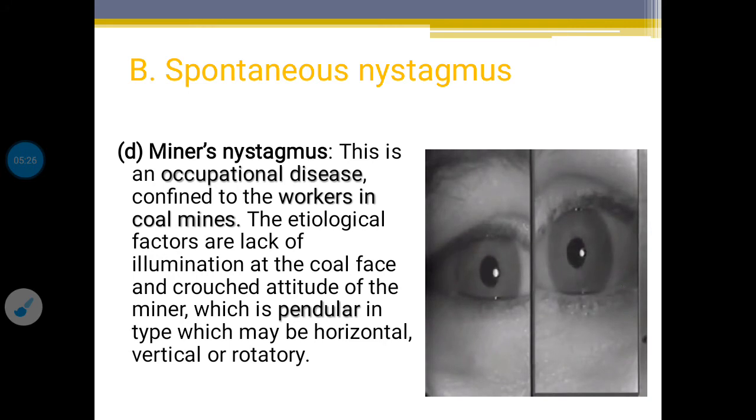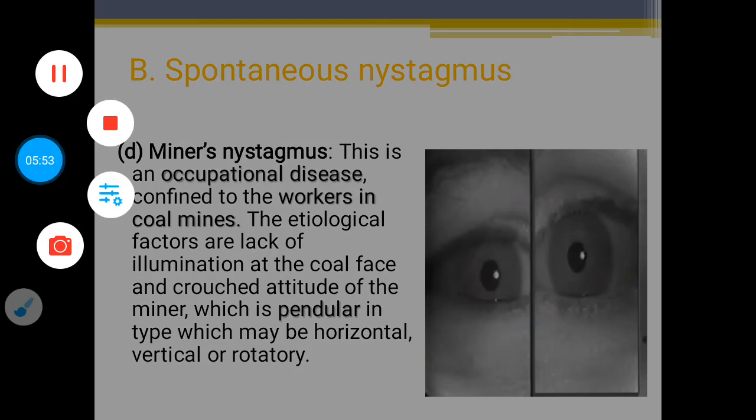The fourth variety under spontaneous nystagmus is miner's nystagmus. Miner's nystagmus is an occupational disease and it is confined to workers of coal mines. The etiological factors are lack of illumination at the coal face and the crouched attitude of the miner. It is pendular in type, which may be horizontal, vertical or rotatory.